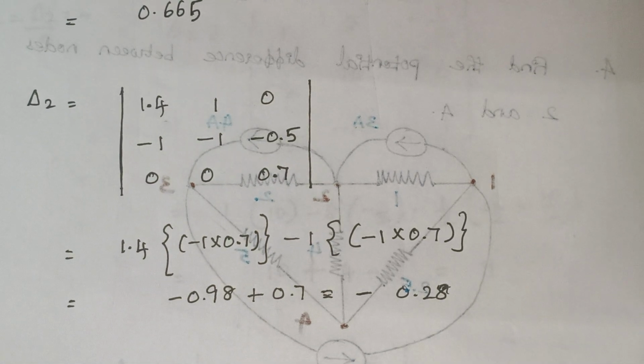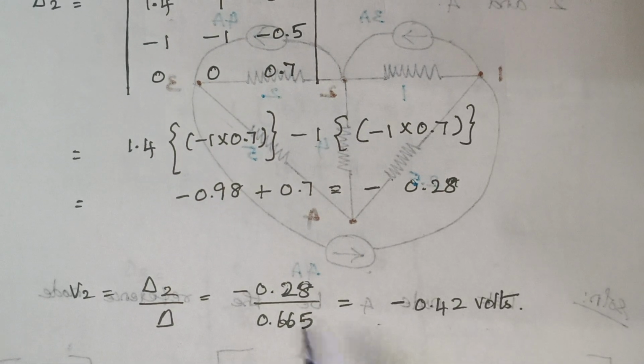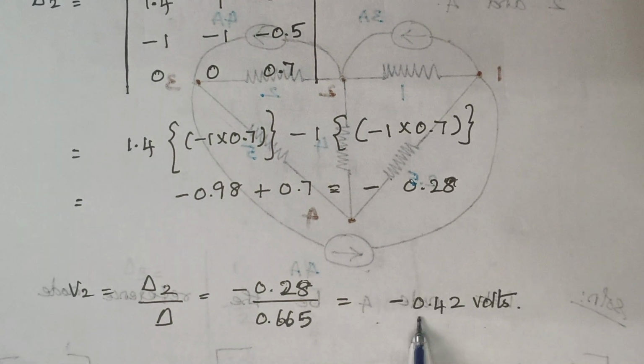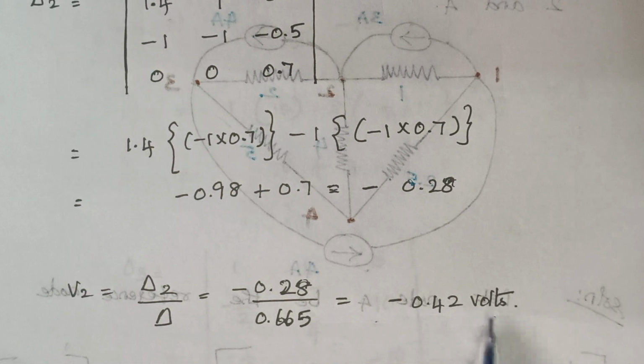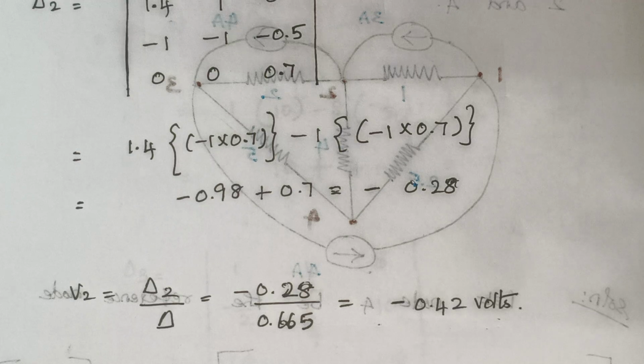Right. So now we are going to calculate the V2. So V2 is nothing but del 2 by del. Just substitute the values here. So here the answer is 0.42 volt. That is, the potential difference between node 2 and node 4 is 0.42 volt. Right. So here, since node 4 is taken as reference, the value of V4 will be 0. Right. So no need to calculate. So the only thing is, once you are done with V2, that is your final answer. Right. So here comes the end of these problems. If you have any doubt, let me know in the comment section. Thank you.